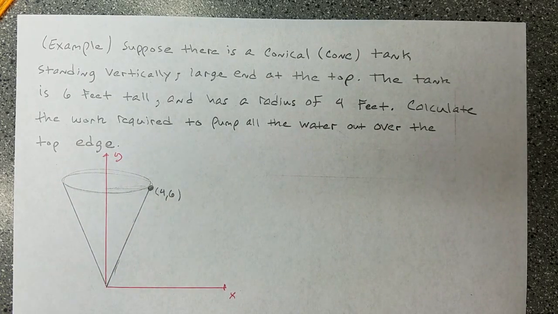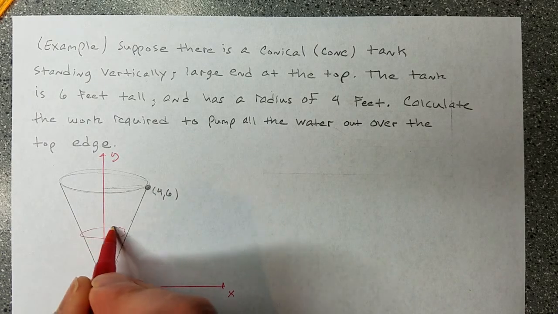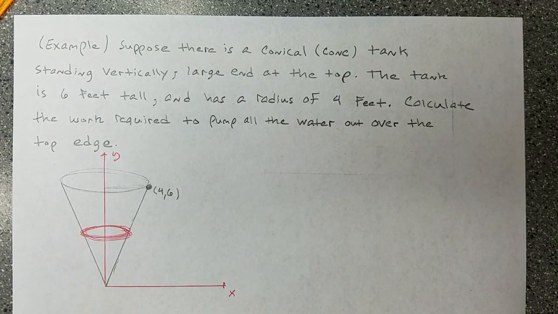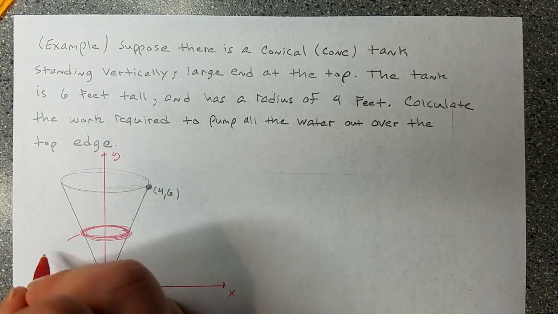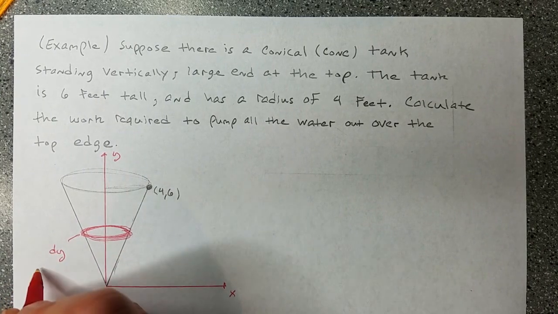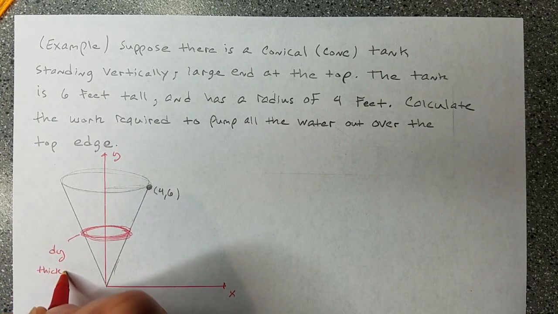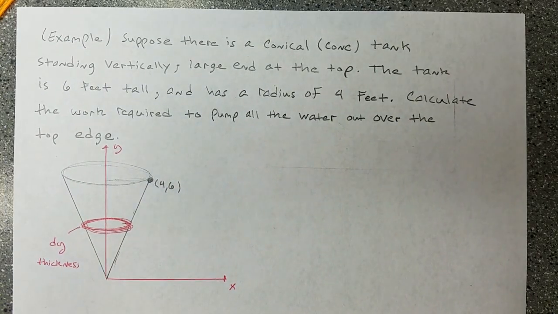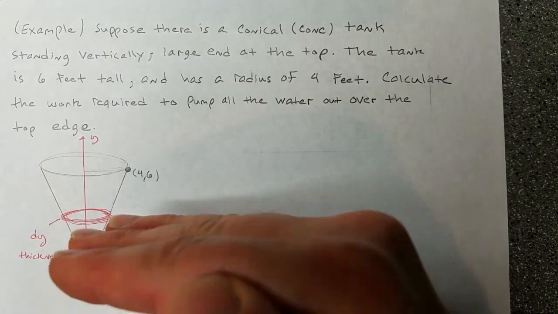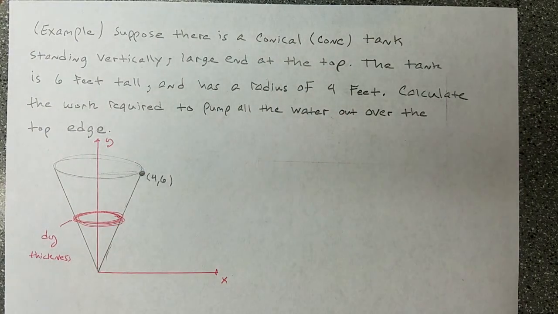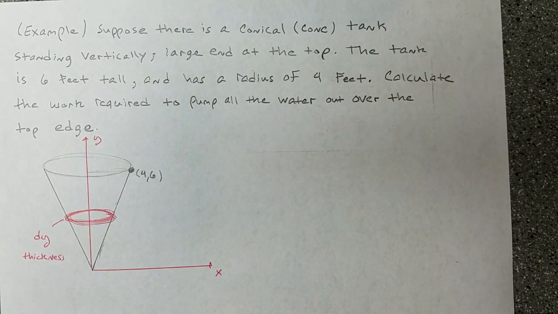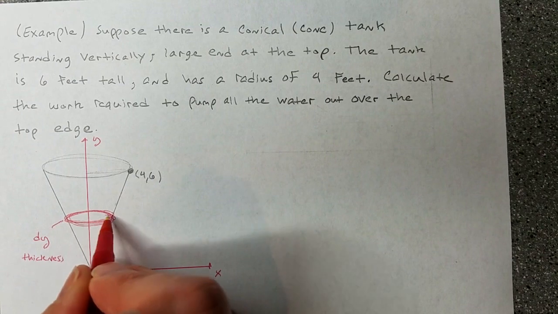Now, I need to take a slice of this tank. Right there. See that slice? And it has a thickness to it, dy. That's the thickness. And it has a radius to it. So what's the radius? Well, that's the hard part. The radius of this slice varies up and down the tank. If I had drawn it up there, it would be a lot bigger than if I had drawn it down here. So here's the way that we conceive of the radius.